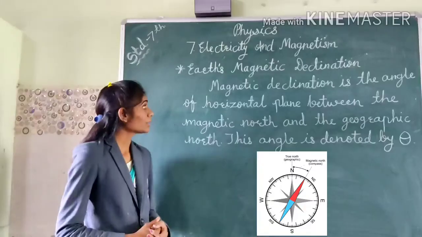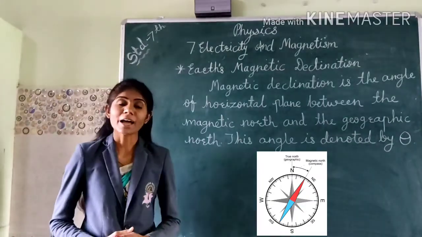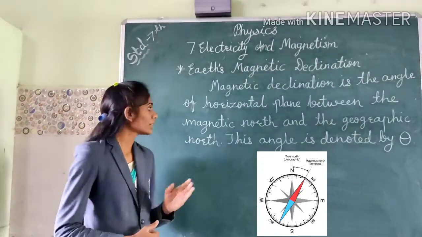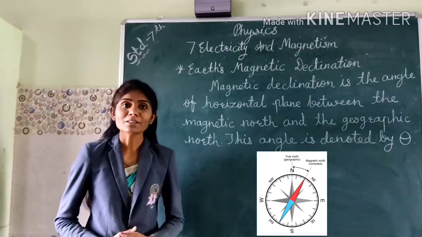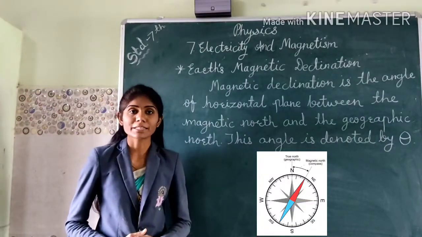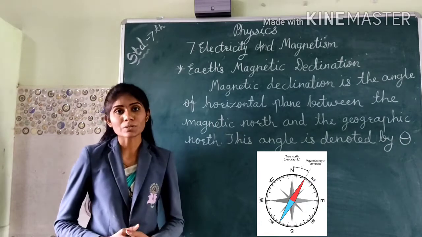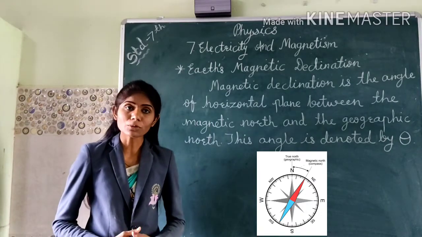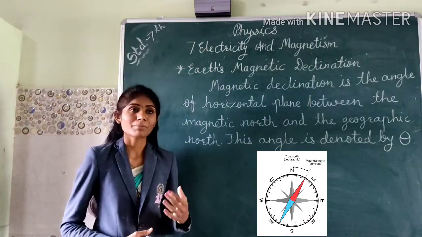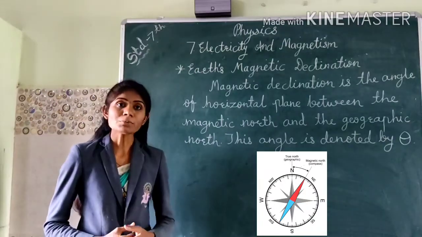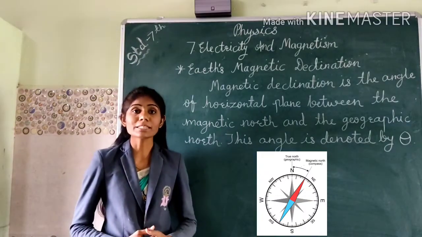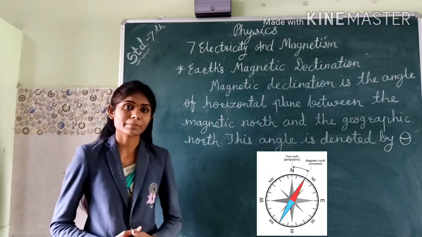So, the magnetic declination is the angle in the horizontal plane between the magnetic north and the geographic north, and this angle is denoted by theta. This angle shows the deflection between the magnetic north and the geographic north of the Earth. Magnetic declination varies from place to place. It depends upon the magnetic field of a particular place.